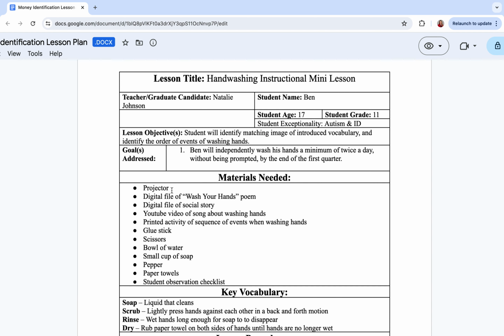Materials needed will be a projector, a digital file of a washing your hands poem, a digital file of a social story, a YouTube video of a song about washing hands, a printed activity of a sequence of events when washing hands, a glue stick, scissors, a bowl of water, a small cup of soap, pepper, paper towels, and a student observation checklist.